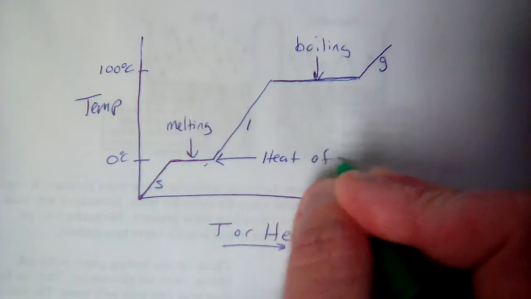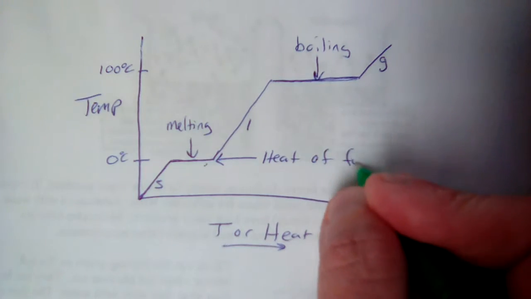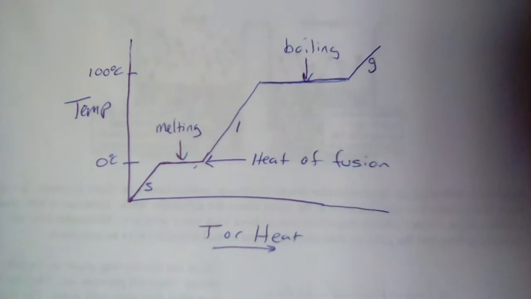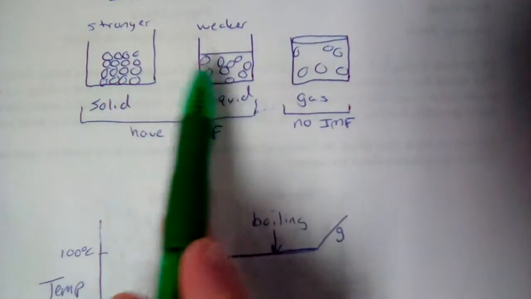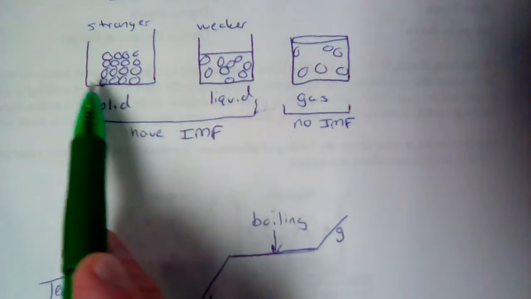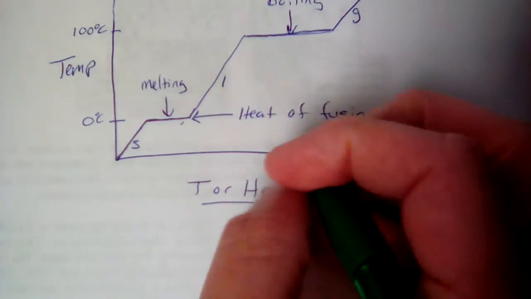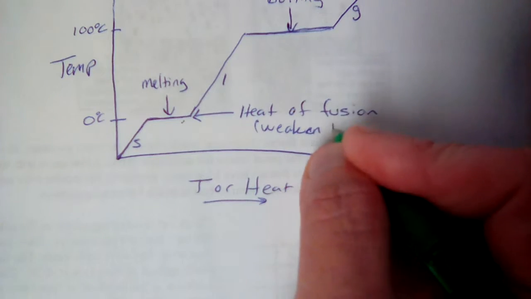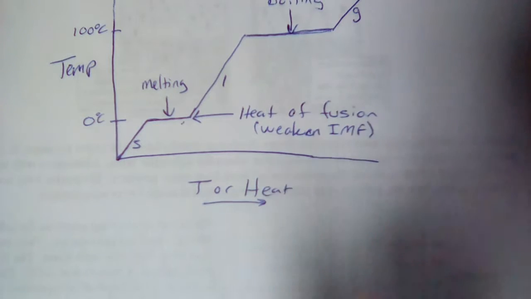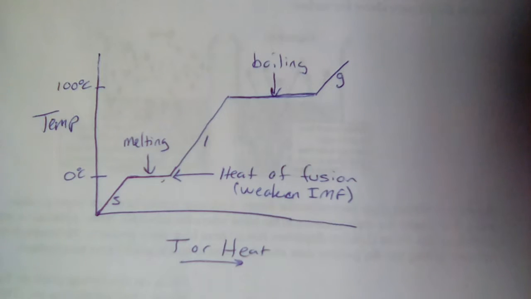In this first part where it's melting, the heat of fusion is being absorbed. And what the heat of fusion does is it gets us from here to here. It is weakening these intermolecular forces. Instead of being used to raise the average kinetic energy of the substance, it's being used to weaken the intermolecular forces.